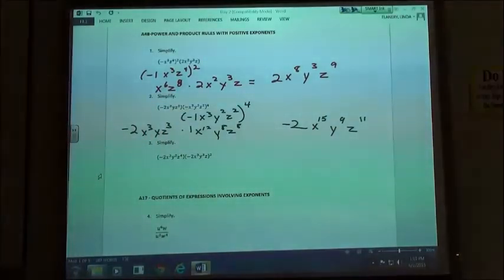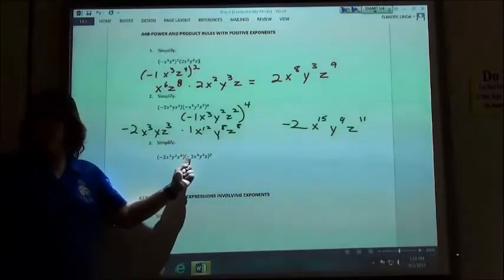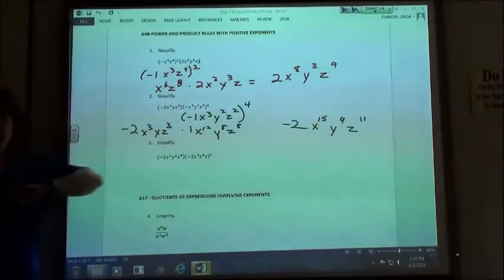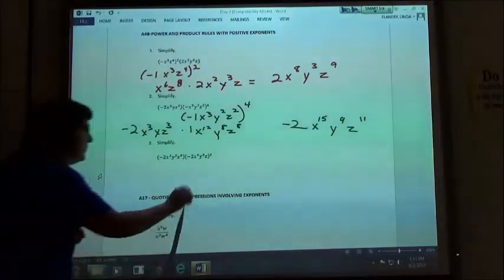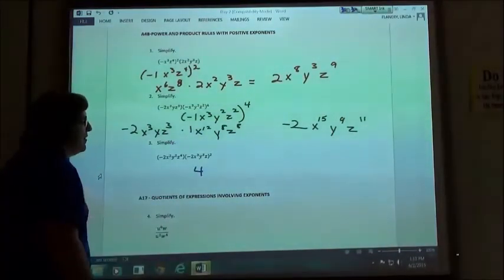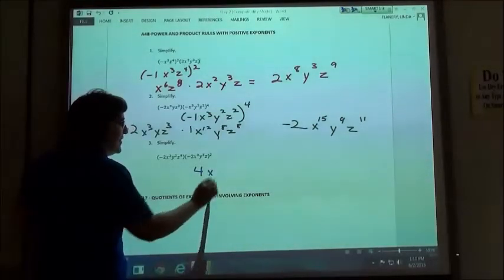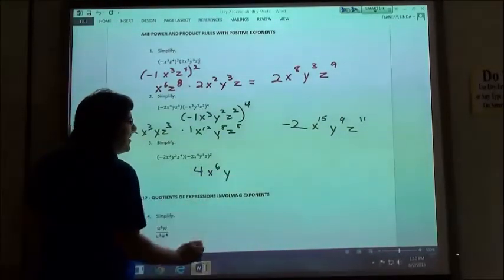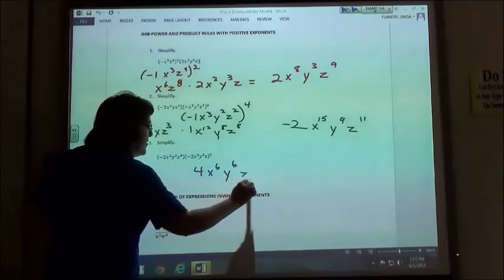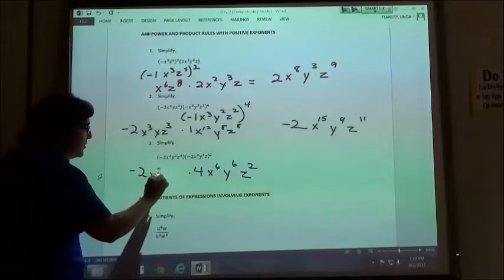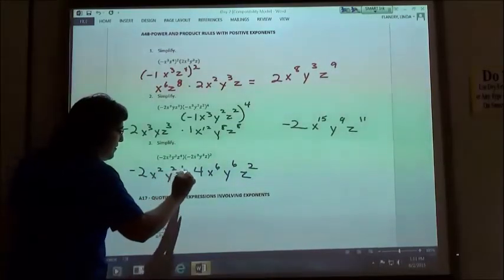So on that third one there, I'm going to do my squaring first on the outside. So this time they do have that number written there. It's -2. When I square -2, I get 4. And then I'll have x to the 6th, y to the 6th, and z to the 2nd. I'm going to multiply that by the -2 x squared y squared z to the 4th.